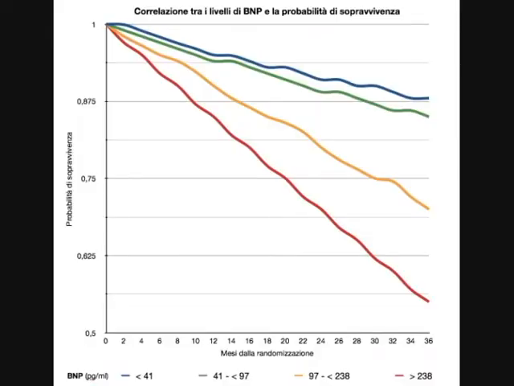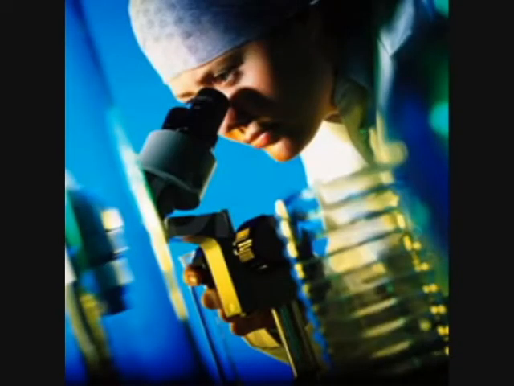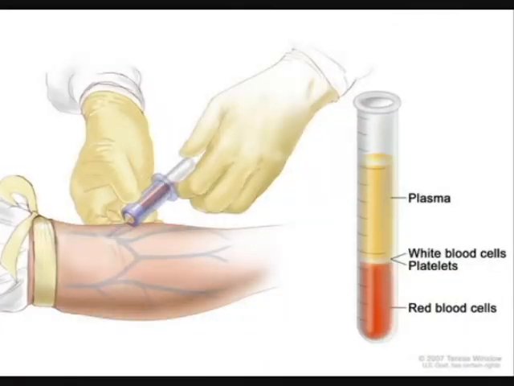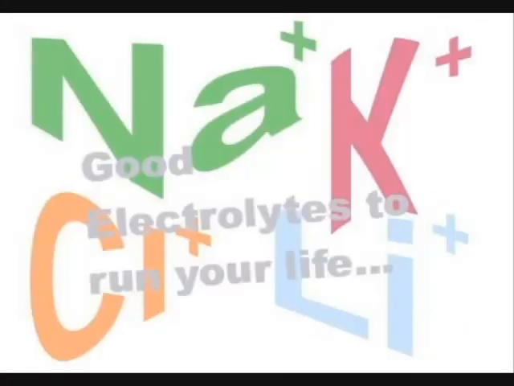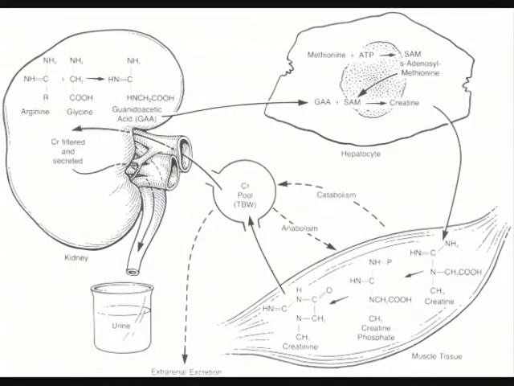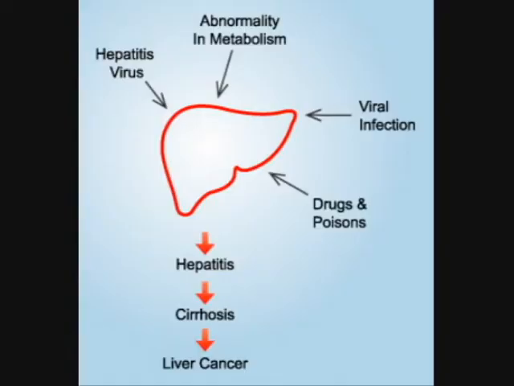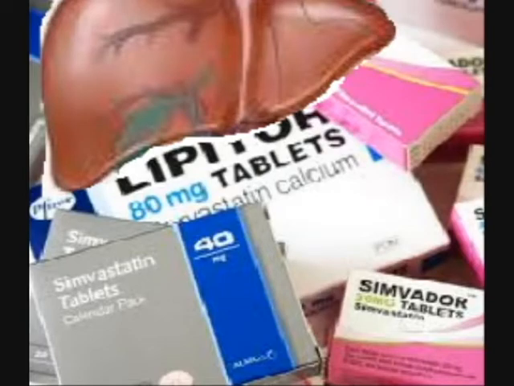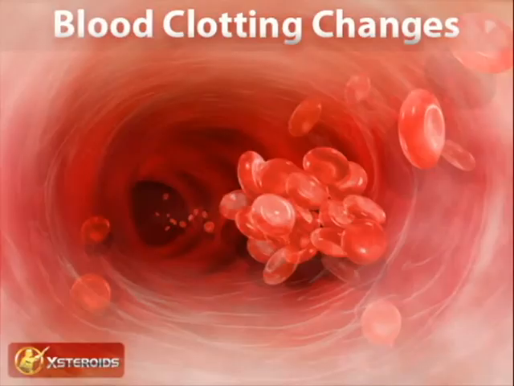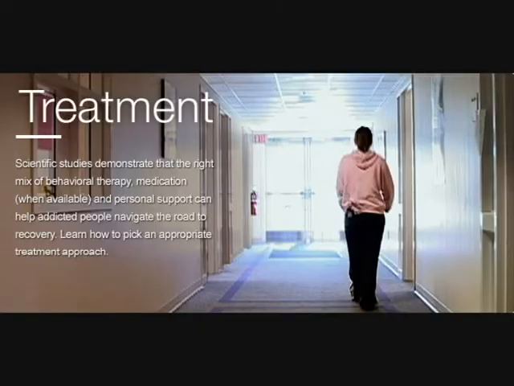Serum toxin levels are not available for most plant toxins. Other useful lab studies include CBC, electrolytes, glucose, BUN, creatinine, and urinalysis. If liver toxicity is suspected, also obtain liver transaminase and prothrombin time.